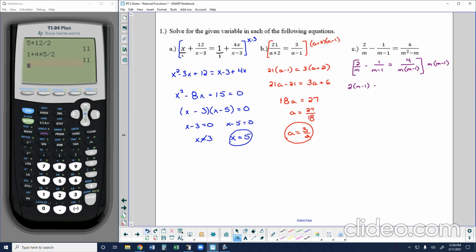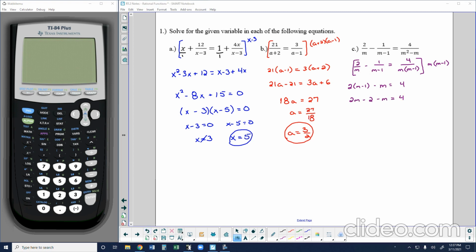Now that I have eliminated the fractions, this becomes a linear equation that I can solve. So I can distribute, combining my like terms, 2m minus m would be just m. Add 2 to both sides, and I'd get m equals 6. Again, I may want to check this answer. So I'll go through the full process of checking here.